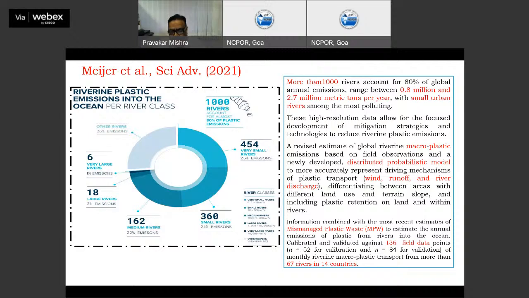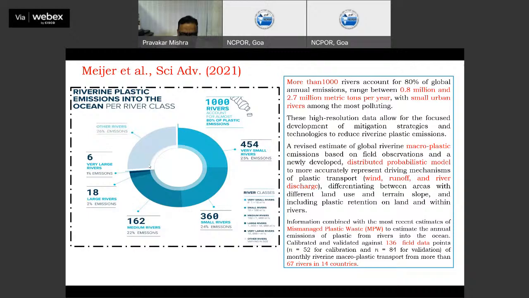In this revised estimate of global riverine emissions, they tried to compute the total amount of macroplastics, that means plastics larger than 2.5 centimeters, using field observations distributed across a probabilistic model, taking into account hydrodynamics as well as mismanaged plastic waste and the plastic production of individual countries. They collected data from 136 field observations covering 67 rivers in 14 countries, and concluded that 1,000 rivers account for almost 80% of the plastic; very small rivers account for 25% of emissions, whereas the very large rivers account for 1%.